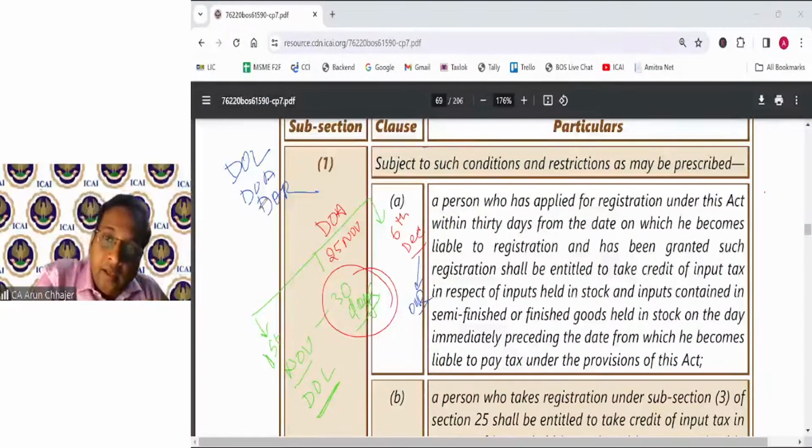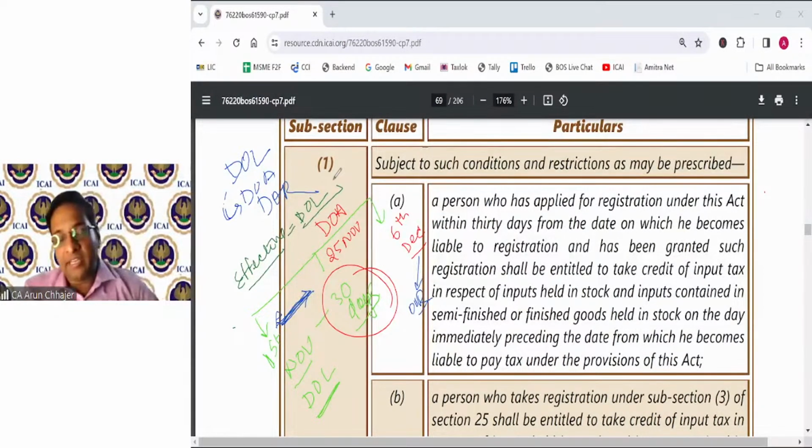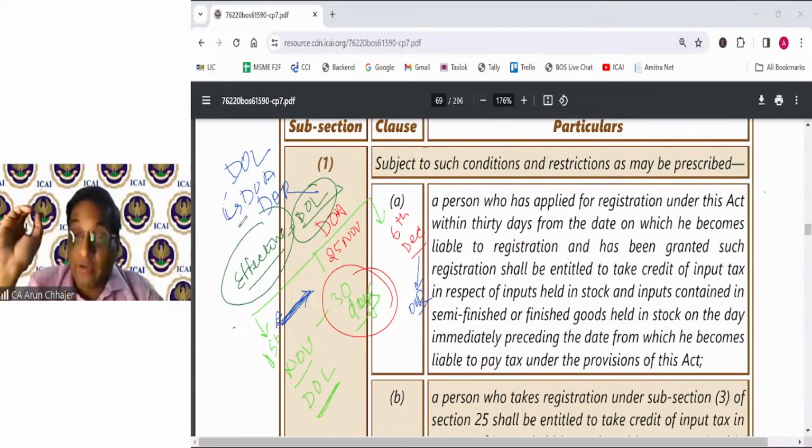If the date of application is within 30 days, then the effective date of registration would be the date of liability. So what have we understood? We have understood that if the application has been made within 30 days, then my DOL becomes the effective date. Now read the clause A. You will have better clarity.